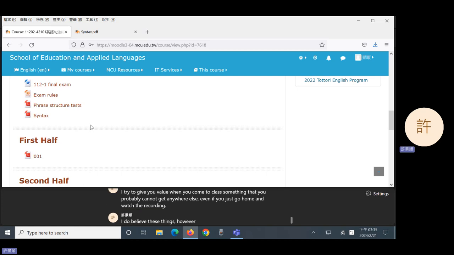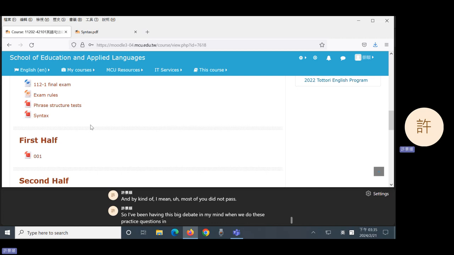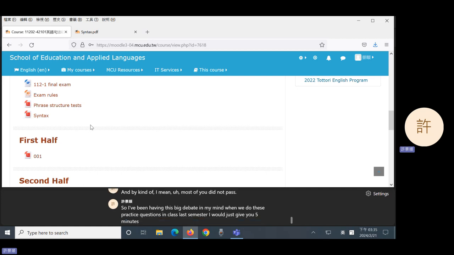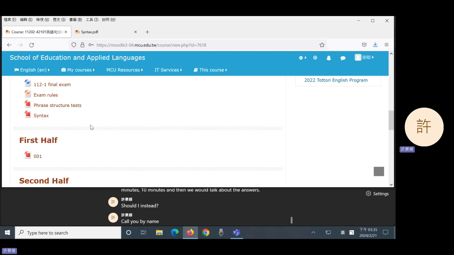However, last semester's final exam scores were kind of low. And by kind of, I mean most of you did not pass. So I've been having this big debate in my mind. When we do these practice questions in class, last semester I would just give you 5 minutes, 10 minutes, and then we would talk about the answers. Should I instead call you by name to share your answer? If I do that, would you have an incentive to better understand what you're doing?